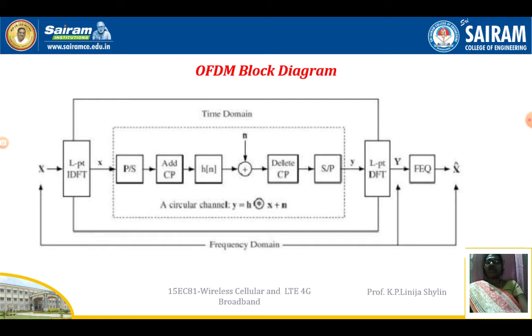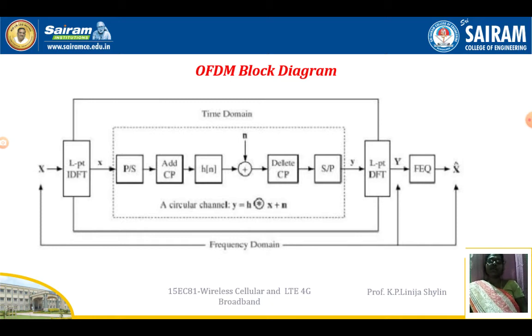In the diagram itself, it's very clear; I will give the overview of the block diagram here. X input is given to the L point inverse discrete Fourier transform, and it will be converted into the x samples. After this, it is given to the parallel to serial converter. Then we add the cyclic prefix, then the channel, that is h of n. Then we give it to the adder, and along with the output of h of n we introduce a noise n. The output, called y, is equal to h circular convolution x plus n.